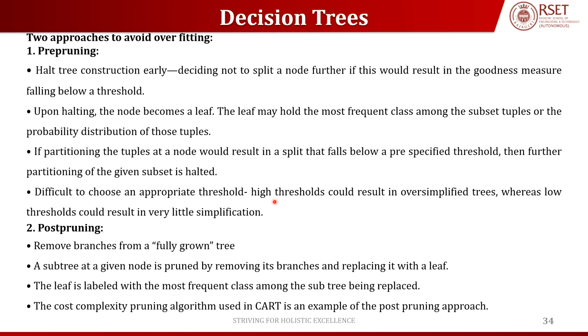And the challenge here is to choose the right threshold. So that can be tricky. A threshold that is too high can stop the tree's growth too early, leading to an oversimplified model. And a threshold that is too low might not simplify the tree enough.